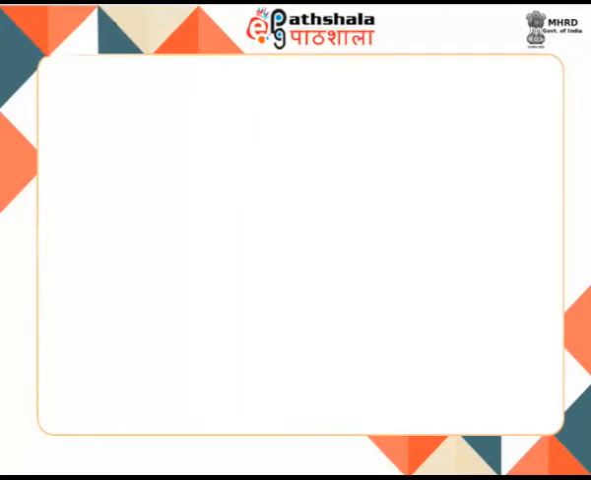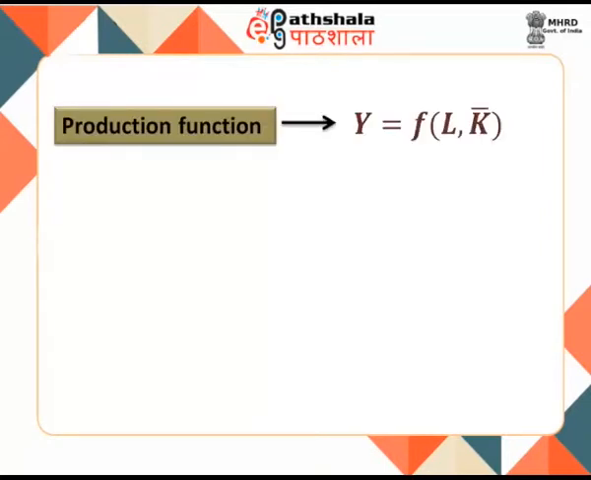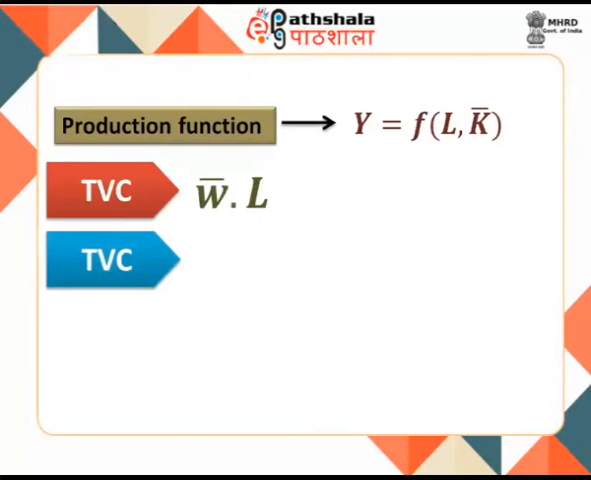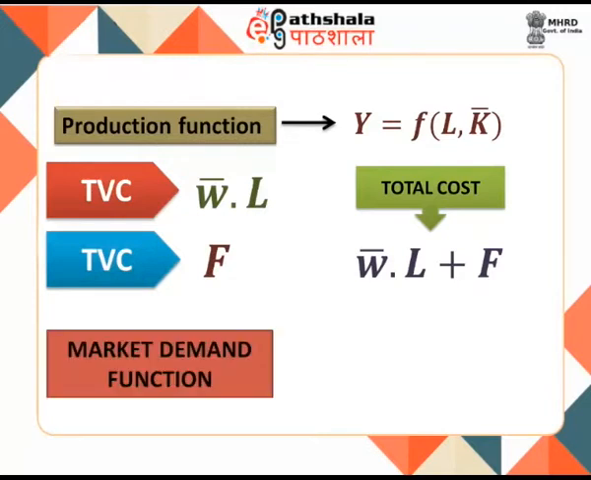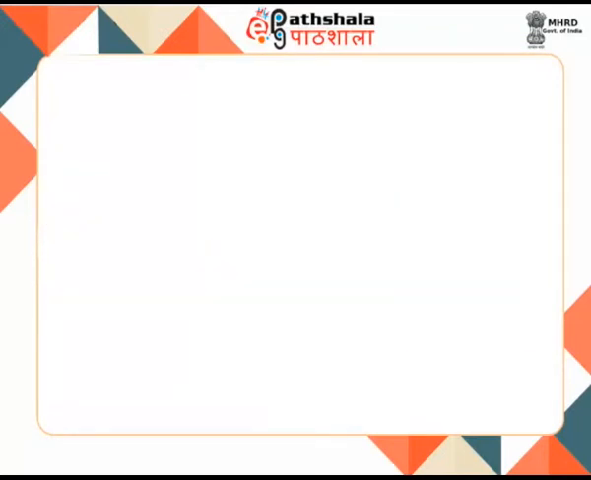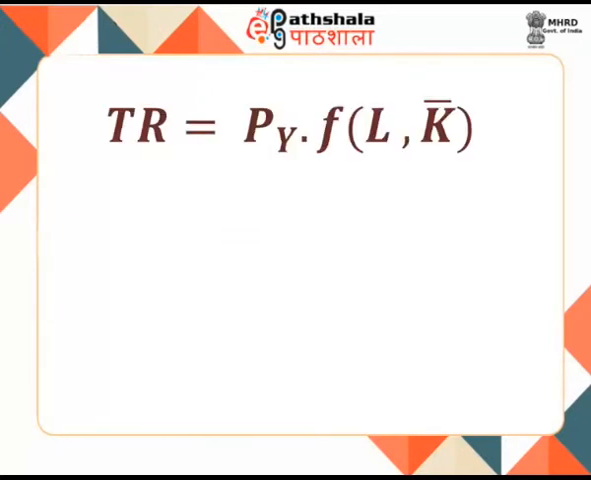The derivation of a firm's profit maximization is given as follows. Let us consider a production function y = f(L, k̄). The total cost of production consists of the total variable cost w̄L and fixed cost F. That is, total cost = w̄L + F. Assume that the market demand function faced by the firm is given as Py. The total revenue of the firm is TR = Py · f(L, k̄).